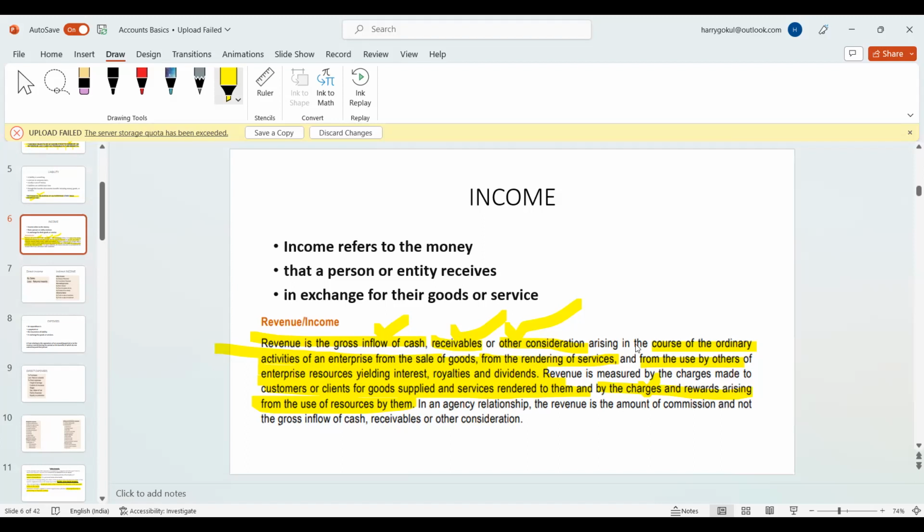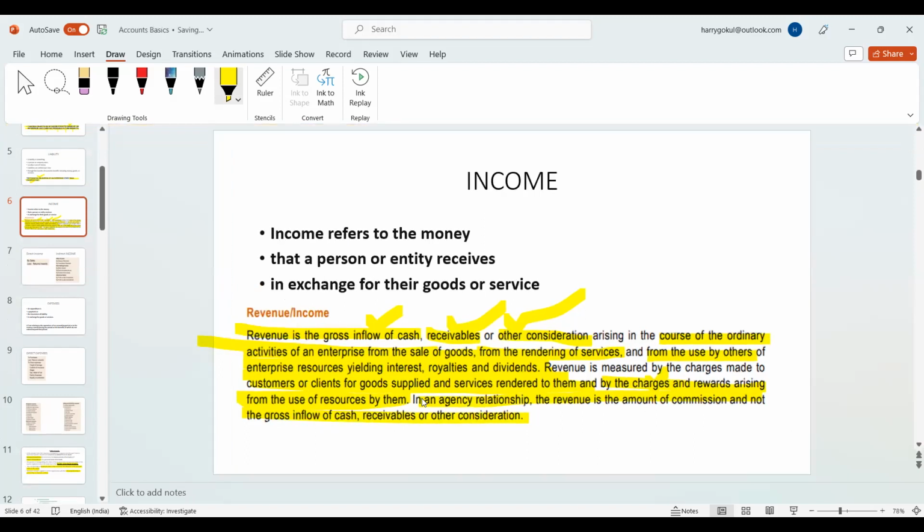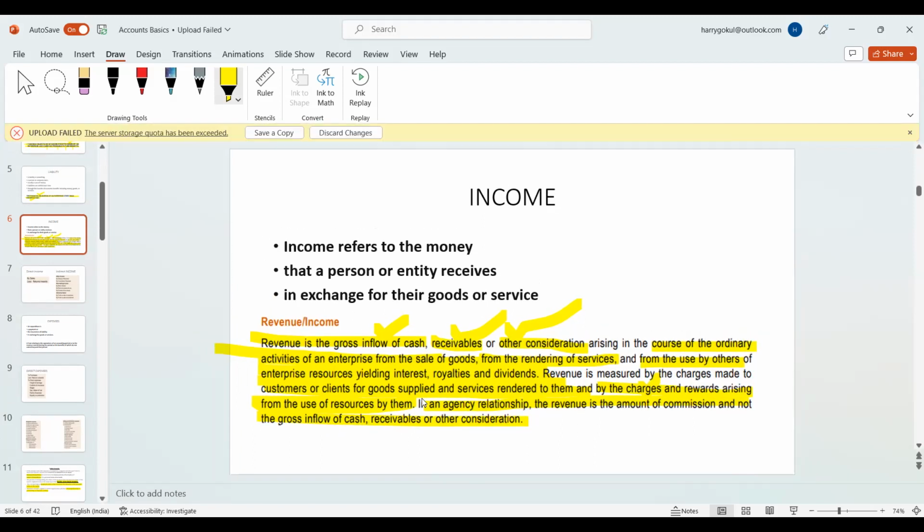Okay, now the agency relationship. It's regarding Swiggy, Zomato, Ola, Uber. They don't have any cars or hotels in their name. Maybe they will open some very soon, or maybe not, I don't know. But they are called agencies. The revenue is the amount of commission, not the gross inflow of cash, receivables or other consideration.